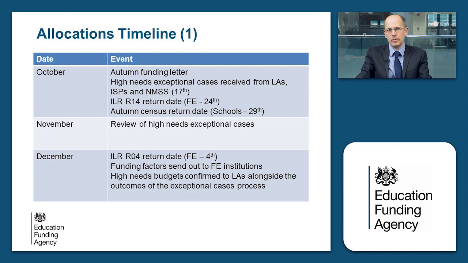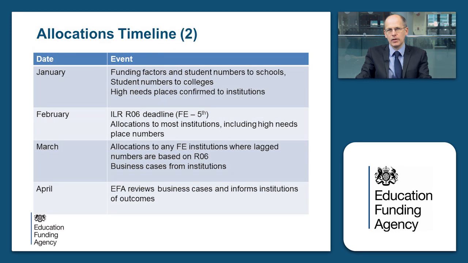The other key elements on this part of the timeline relate to data returns made by institutions and to initial information we will be sending out to inform funding for 2015-16. I'll say a bit more about how we are using your data returns later in this session. The first part of the allocations timeline is very similar to the approach we've applied previously. This second part includes some more significant changes.